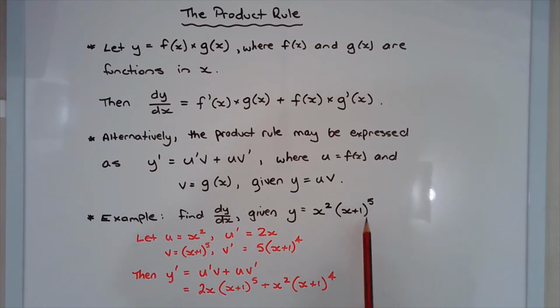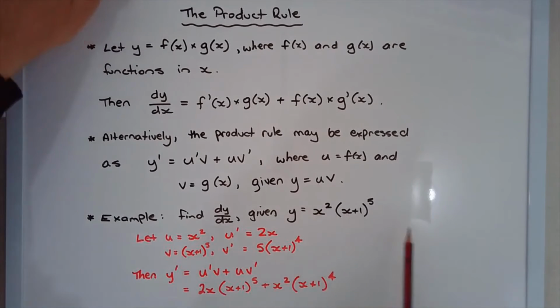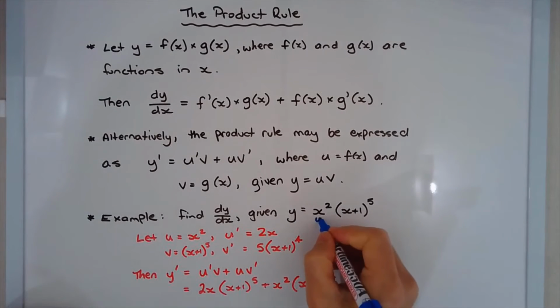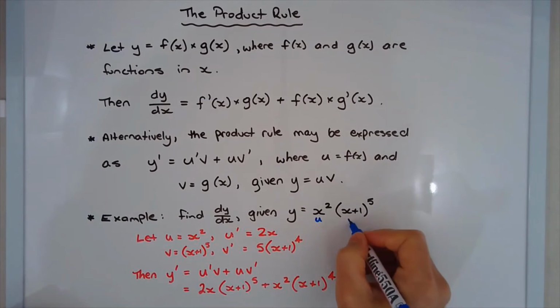Now, this binomial and its power is high enough that it's probably not feasible to expand this. I mean, you could, but you'd be there for a while. It's much quicker to use the product rule because we can see that this is really just the product of two functions. We have an x squared, that's a function, that can be our f of x or our u, and we have x plus 1 to the power of 5, and that's our v. In fact, I might just annotate it here. So that's our u, and this is our v.